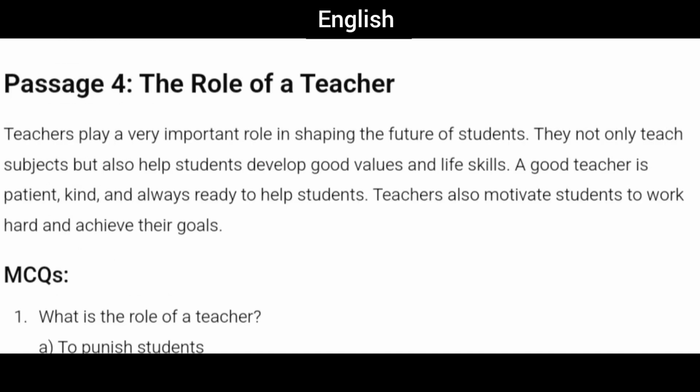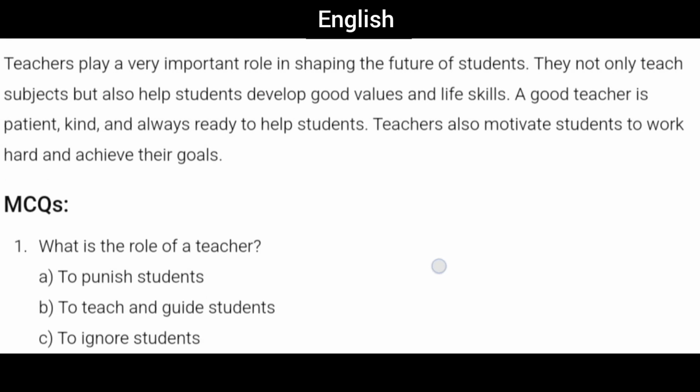Passage number 4. The role of a teacher. Teachers play a crucial role in shaping the future of students. Of course, we agree. They do not only teach subjects but also help students develop good values and life skills. Of course, we do. A good teacher is patient, kind, and always ready to help the students. Of course, I do. And I believe you also do that, right? Teachers also motivate students to work hard and achieve their goals. Of course, we do that.